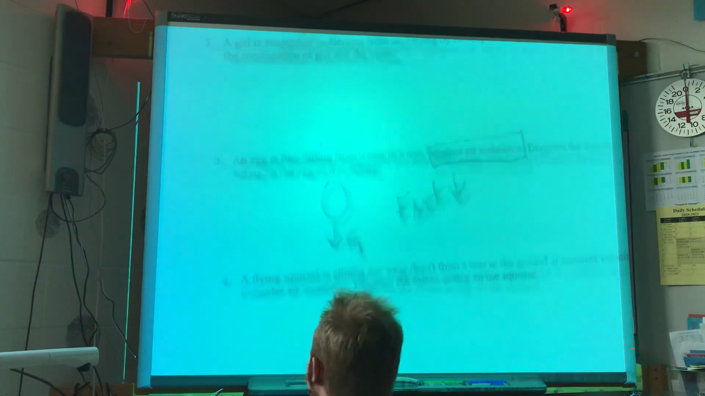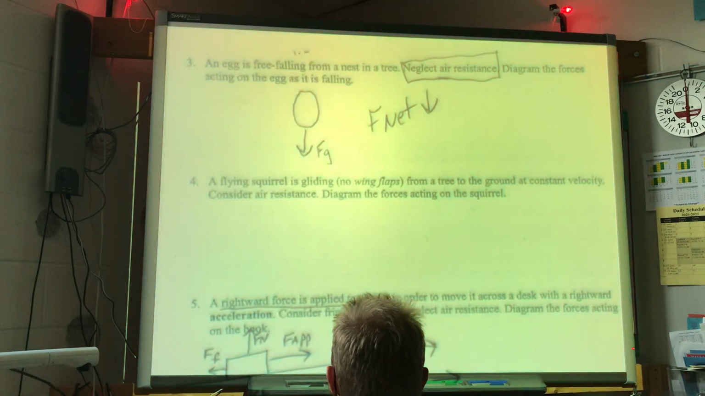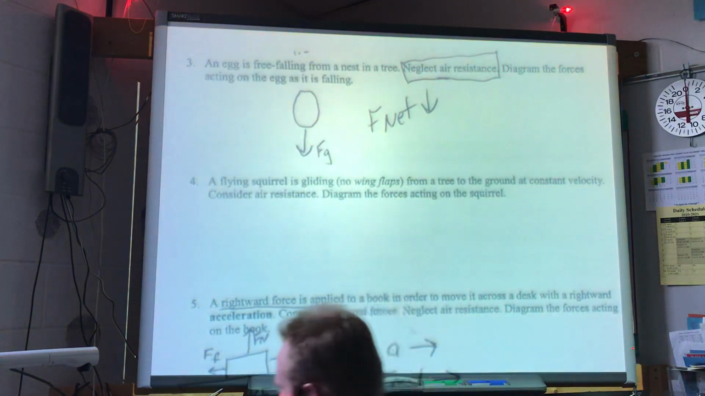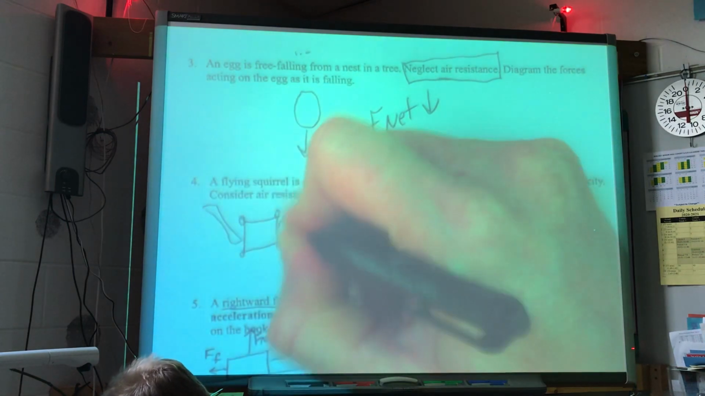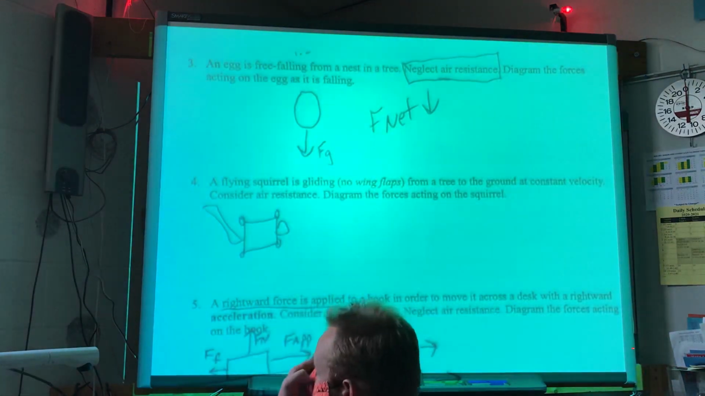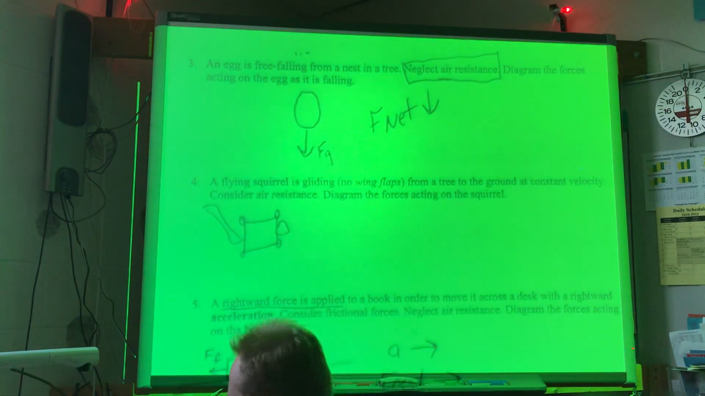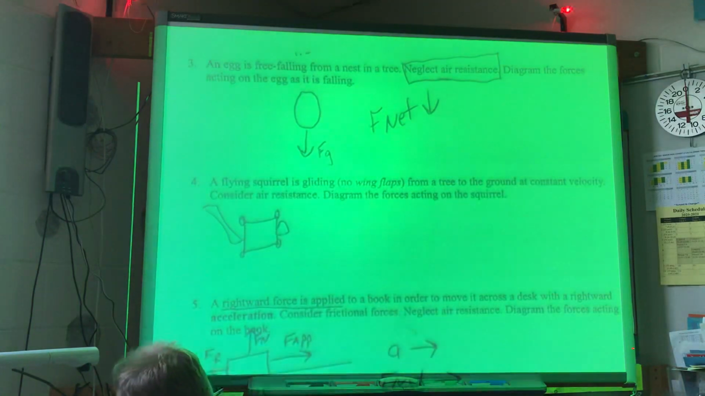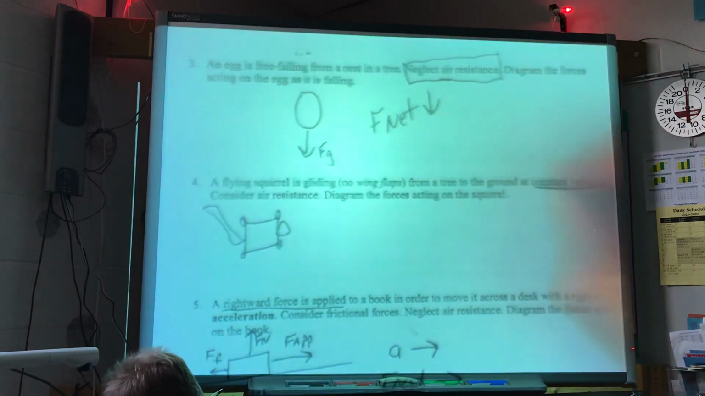Let's do number 4 quick. A flying squirrel is gliding from a tree to the ground at a constant velocity. So there's my flying squirrel. What forces are acting on it? A flying squirrel is gliding from the tree at a constant velocity.